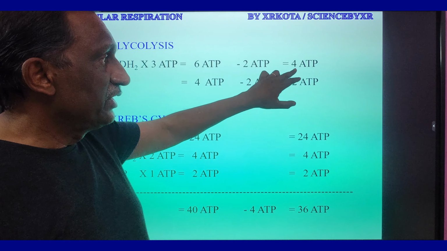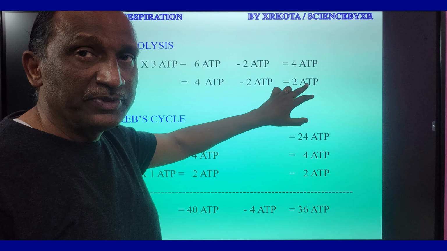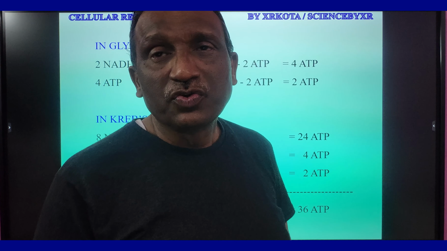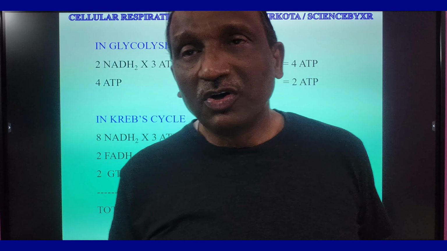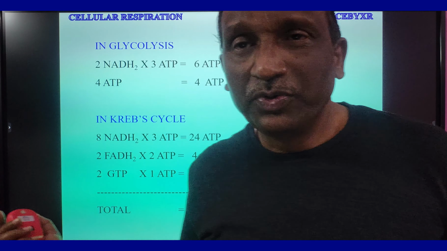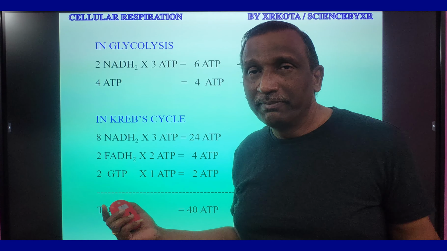Out of that 2 ATPs were spent here, 2 ATPs were spent here, so subtract 4, total net is 36. So with each molecule of glucose, net 36 molecules of ATP is produced in aerobic respiration. This is what I am saying when we are doing it on the board, but things are not as simple.